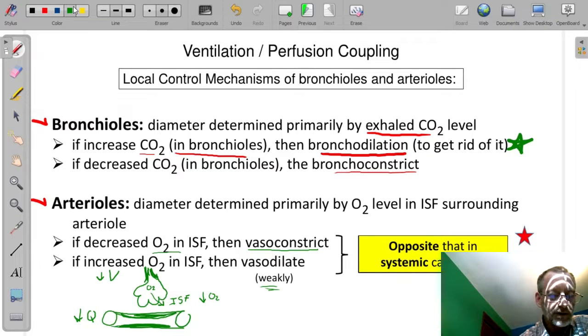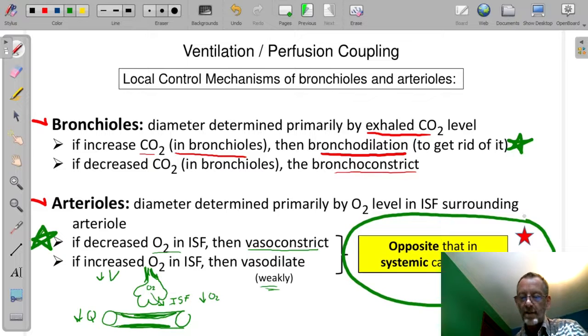So again, I would focus on this one for learning. It makes sense, I think. Okay, so work with that. Those are the control mechanisms for the arterioles and the bronchioles. Something before we leave this.